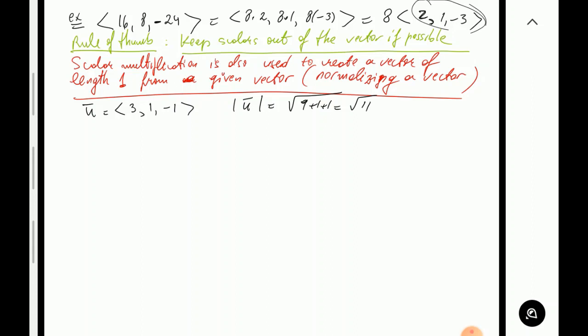Actually, let's see, I was thinking about something. Well, we'll leave it at that. I was thinking to do some nice numbers, but I don't think it's necessary at this point.